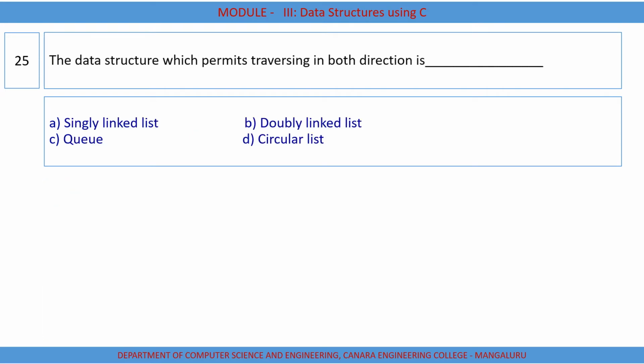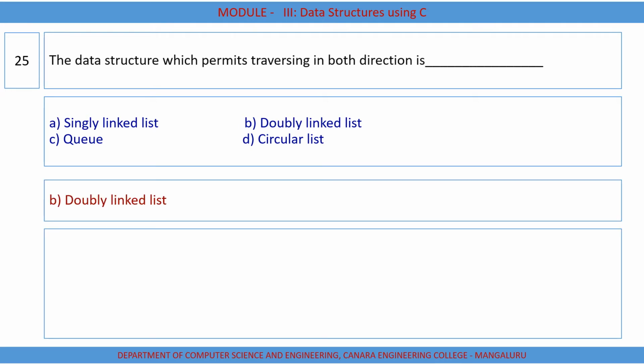25th question: the data structure which permits traversing in both directions is: first option, single linked list; second, double linked list; third, queue; fourth, circular list. Out of these four options, the correct answer is double linked list.